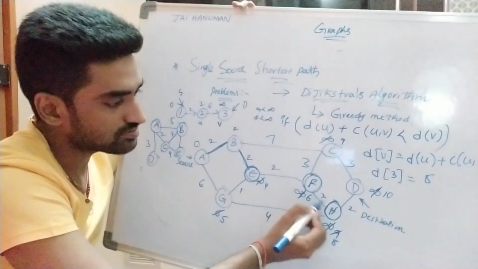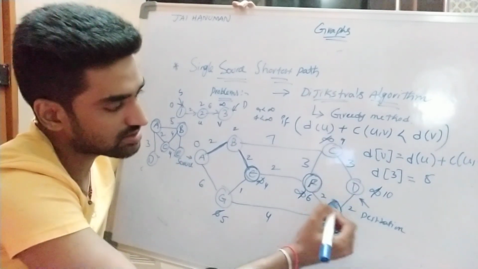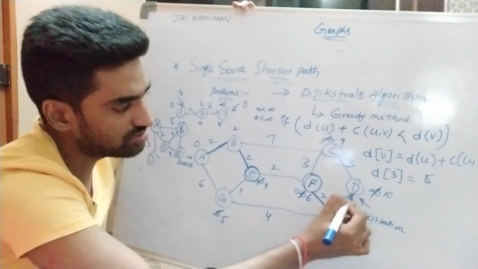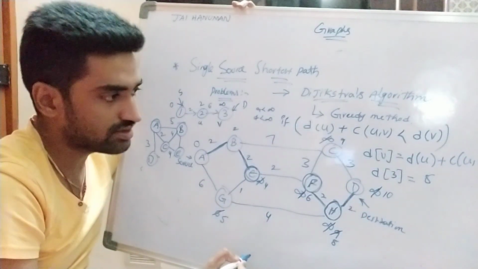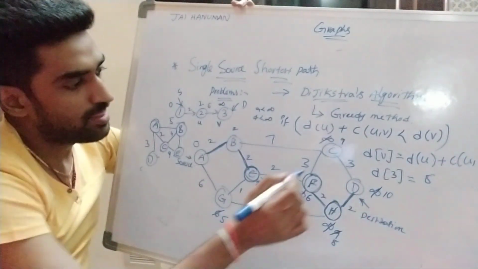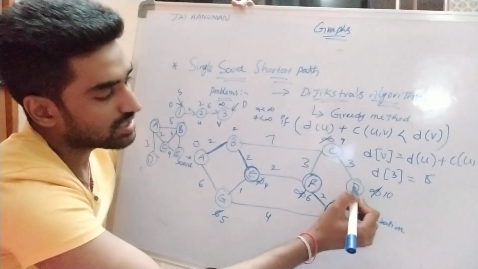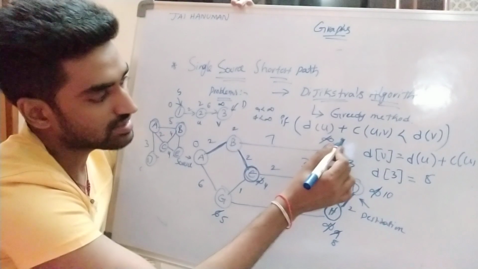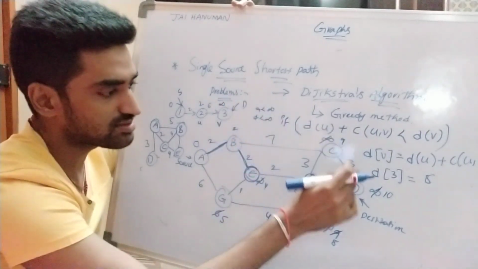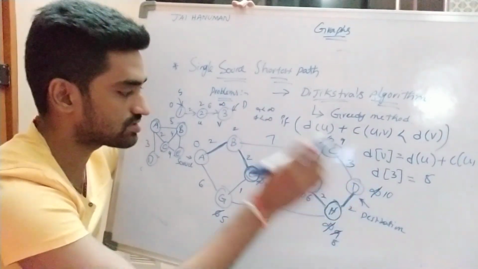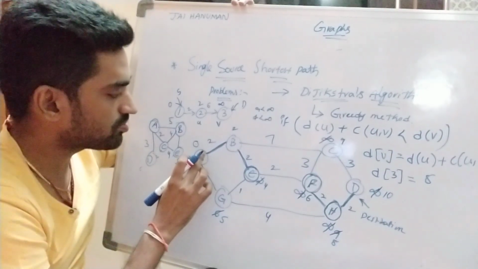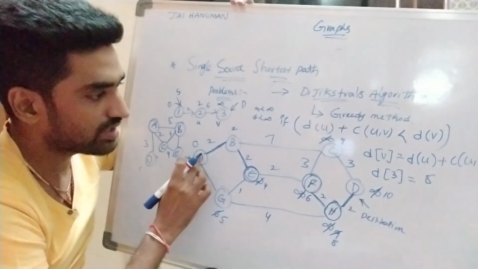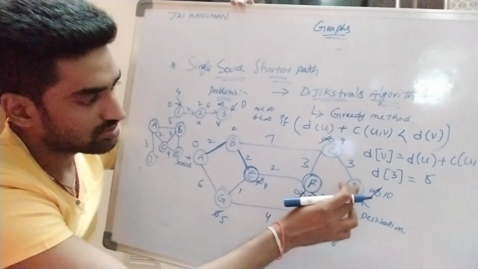Here among those, which one is the least cost? H to D, right? D contains C. So 10 plus 3 is 13. 13 less than 9? There is no need to update, right? So here the destination node is reached. What is the shortest possible path between A to D?